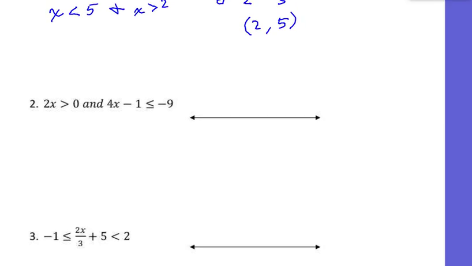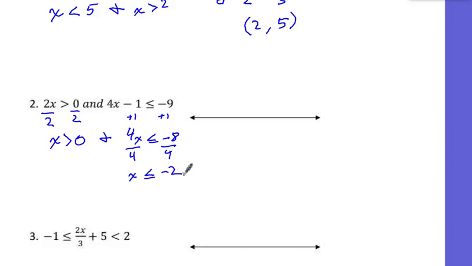Let's take a look at another "and" example. 2 times x is greater than 0. The inverse of multiplication is division, so we divide by 2. x is greater than 0 divided by 2, which is 0. And we're going to add 1 to both sides of the inequality here and have 4x is less than or equal to negative 8. Divide both sides by 4. x is less than or equal to negative 2.